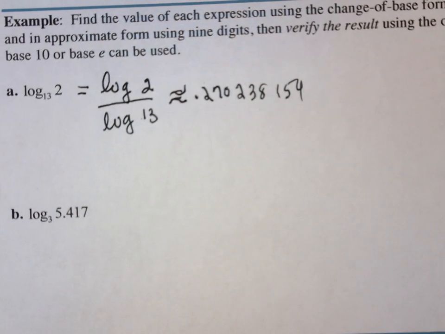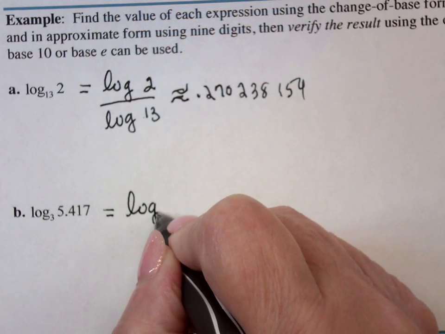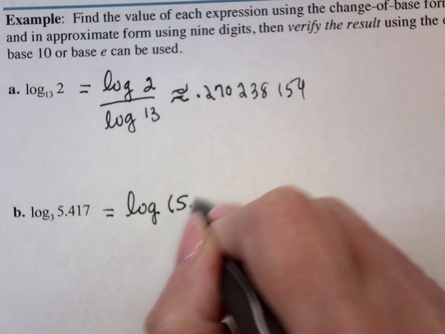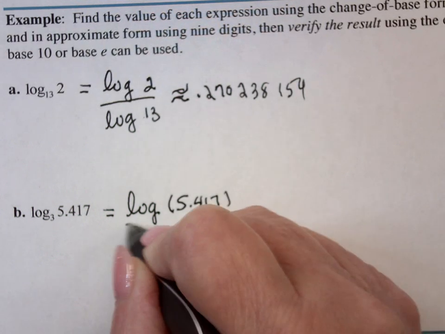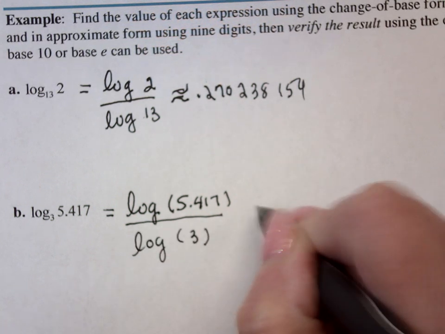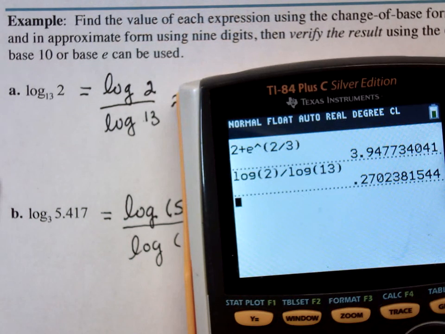Or you can have it as, in this case, the log of the argument, which is 5.417, divided by the log of the base, which is 3. That's your exact answer. And approximate.